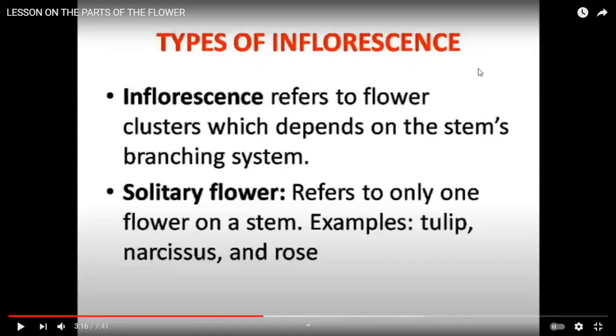Now I want to move on to another topic to look at the types of inflorescence. Inflorescence refers to flower clusters, which depends on the stem's branching system, right? So flower clusters. Solitary flower. This refers to only one flower on a stem. So some flowers have only one flower on the stem, so they are solitary flowers. Examples would be the tulip, narcissus, and rose.